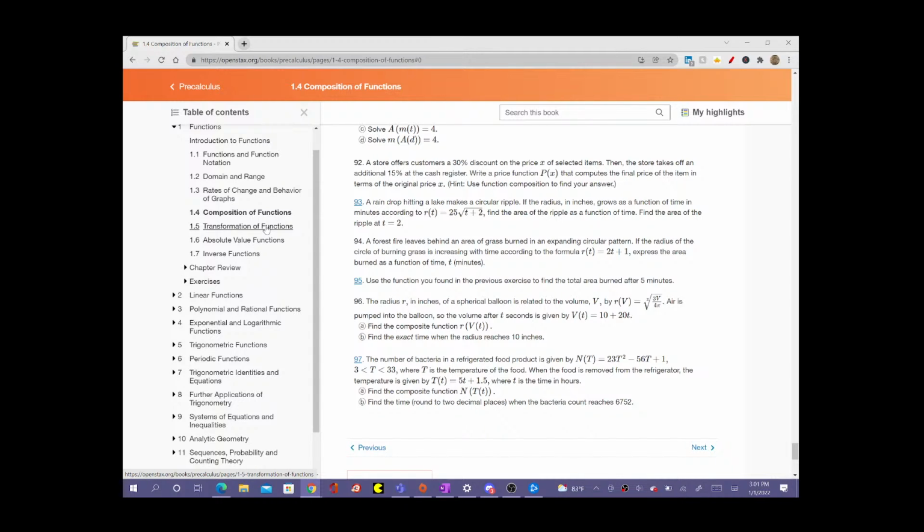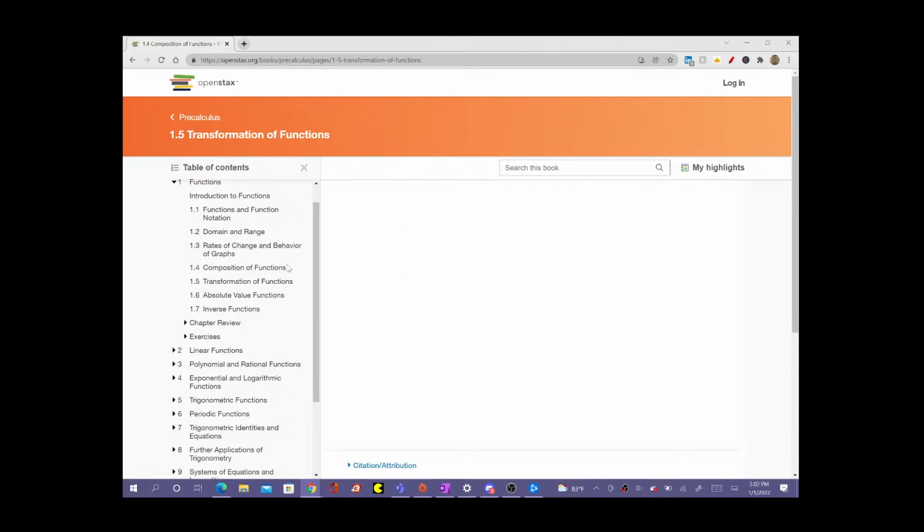Now, for transformation of functions, those are more tricky. The only thing I can really do with transformation of functions is vertical stretch and also translations. I cannot do anything else with those because they're very complicated. I can do inverse functions, but I will do those in another video or in another stream.